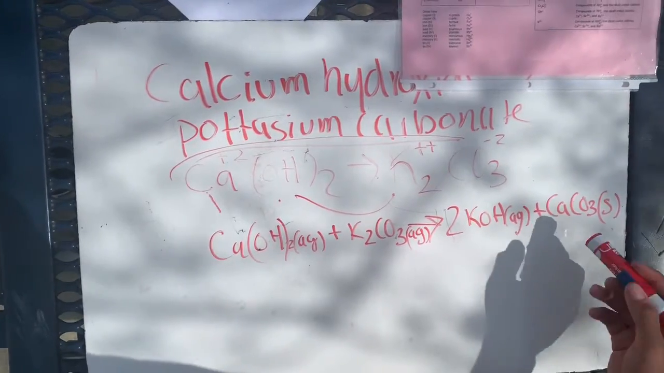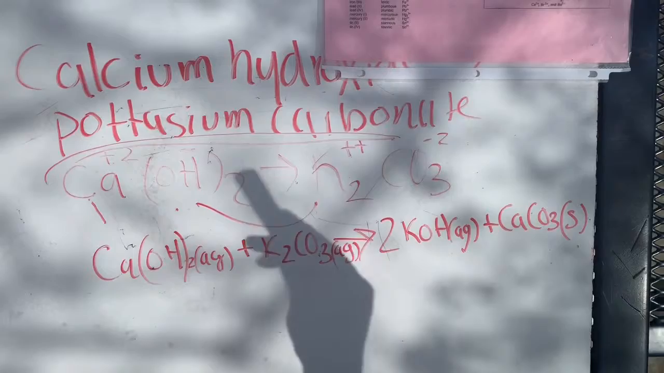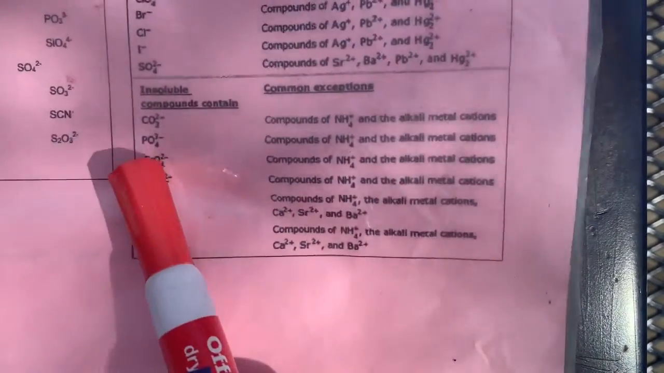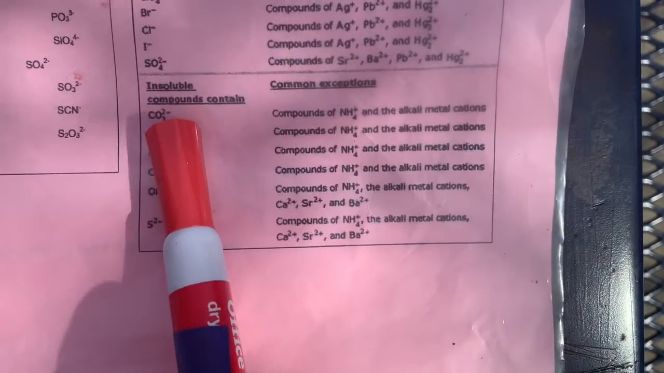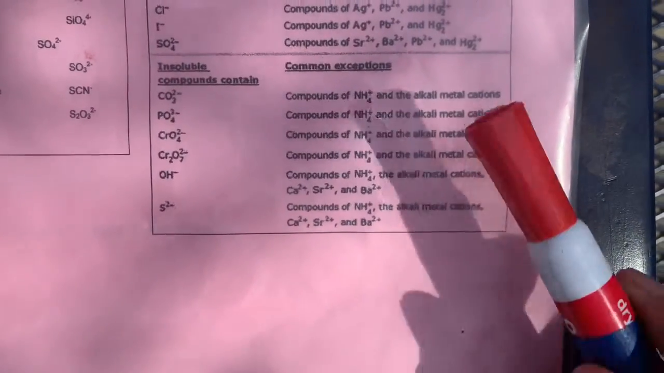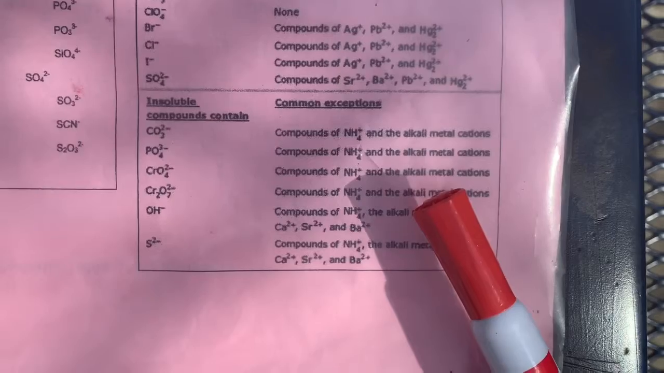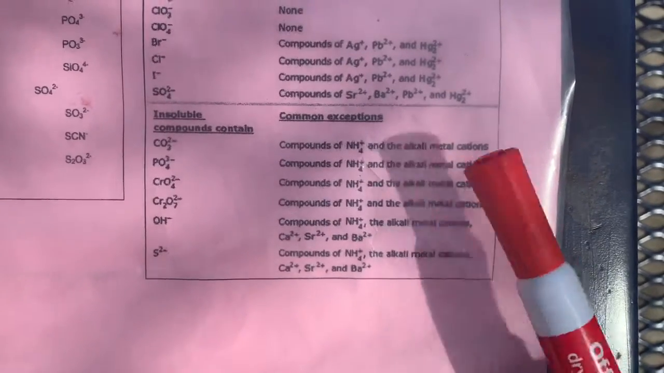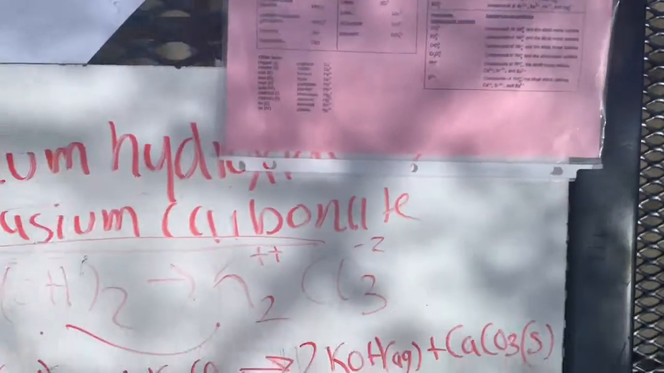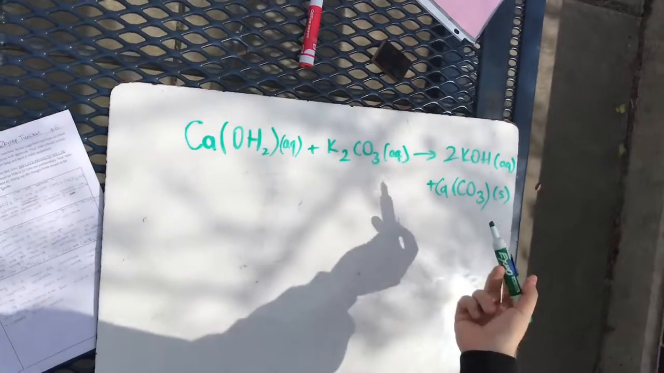So why is calcium carbonate a solid? It's because in the insolubles it says that carbonate is a solid, and it cannot be aqueous because calcium is not an alkali metal. So this is our balanced equation.